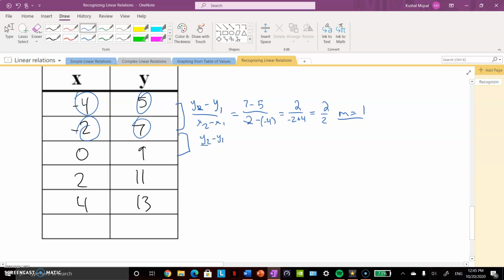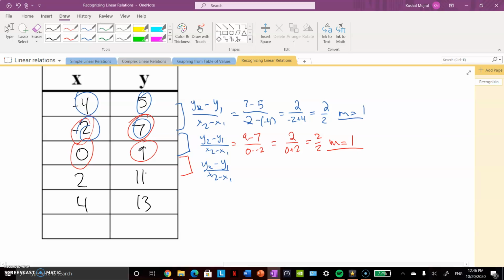y2 minus y1 over x2 minus x1. The second y, this is the first y, the second x, this is the first x. So this equals 9 minus 7 over 0 minus negative 2, which is 2 over 0 plus 2, which is 2 over 2, so m equals 1. Let's take a look at this interval over here. Y2 minus y1 over x2 minus x1: the second y is 11, the first y is 9, the second x is 2, the first x is 0. So this becomes 11 minus 9 over 2 minus 0.